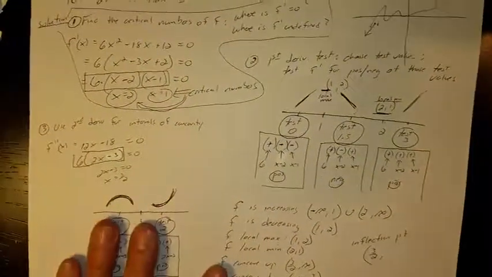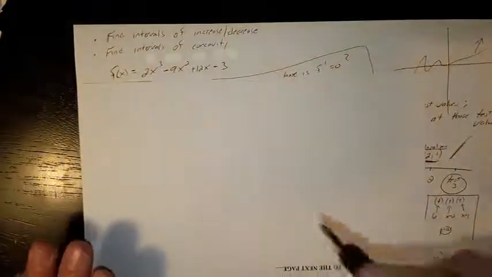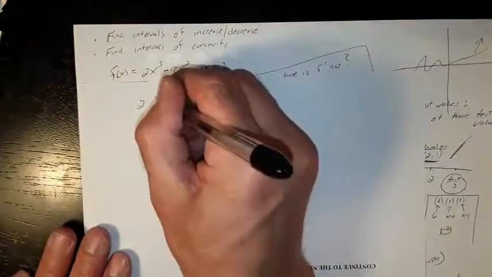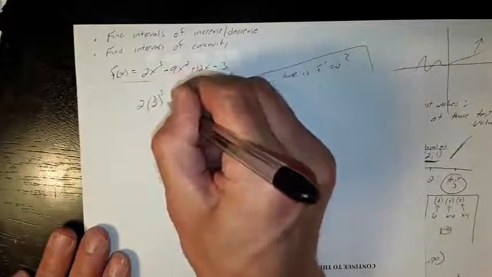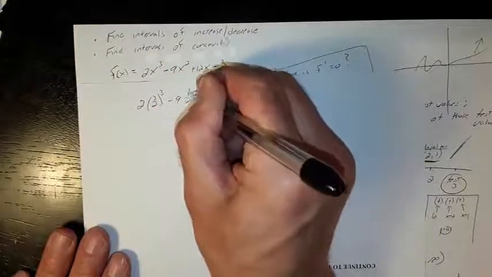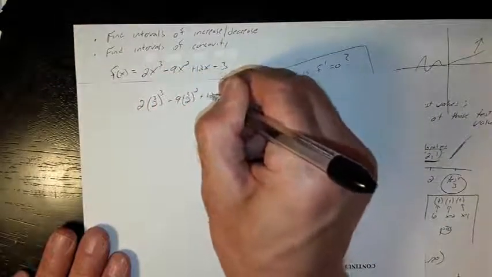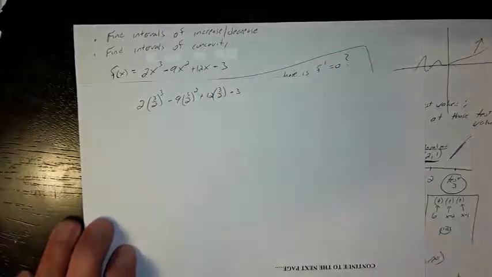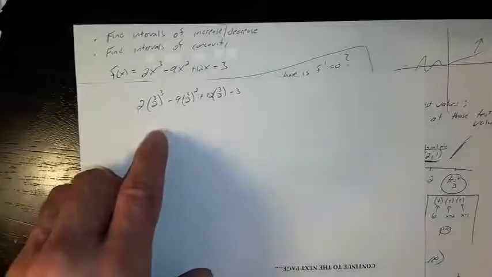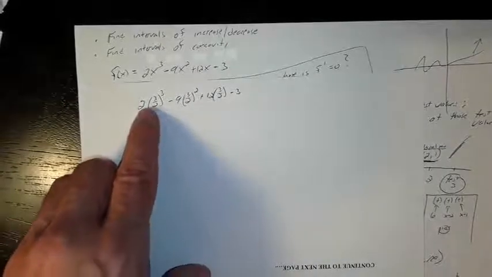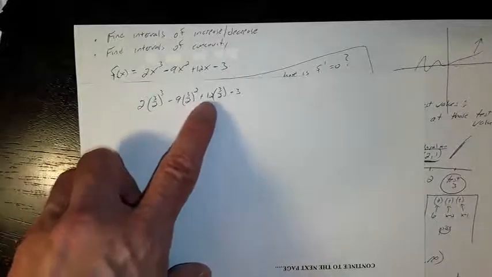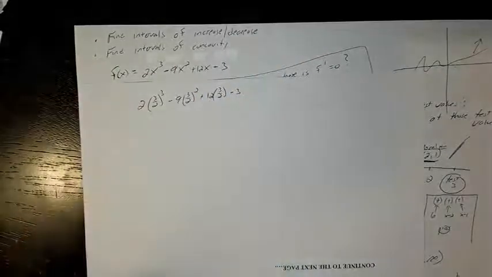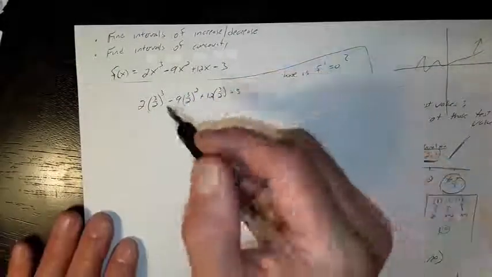So let me just do the scratch work right here for a second. I need the y value, so I'm going into the original function and sticking 3/2 into it: 2 times 3/2 cubed minus 9 times 3/2 squared plus 12 times 3/2 minus 3. Oh, so this is going to be a little bit of a pain.